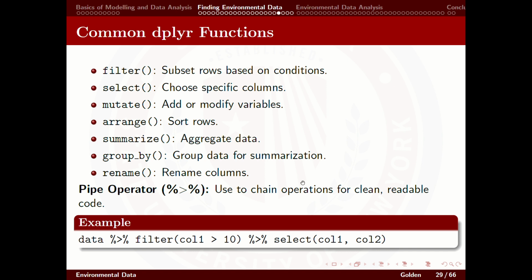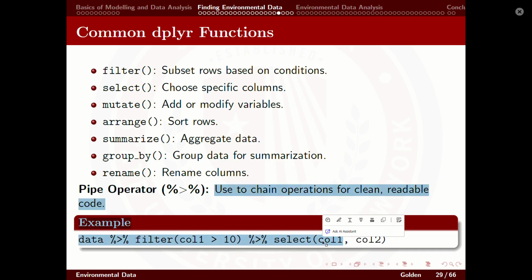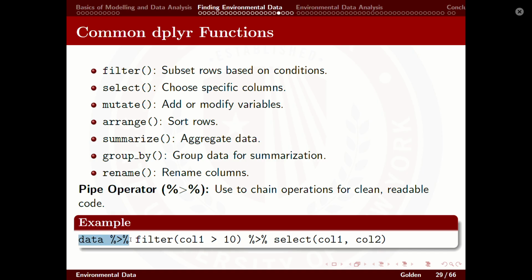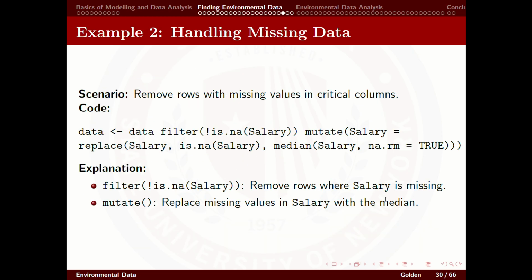I will obviously be uploading an R intro for those who are interested, where I show you how this works in the R environment. And the pipe operator allows you to use a chain for clean, readable code. Here's an example. Data, and then you have it do a series of chain operations on that data. You start by filtering where column 1 is greater than 10, and then you select column 1 and column 2. It's very SQL-ish if you have ever been into SQL.